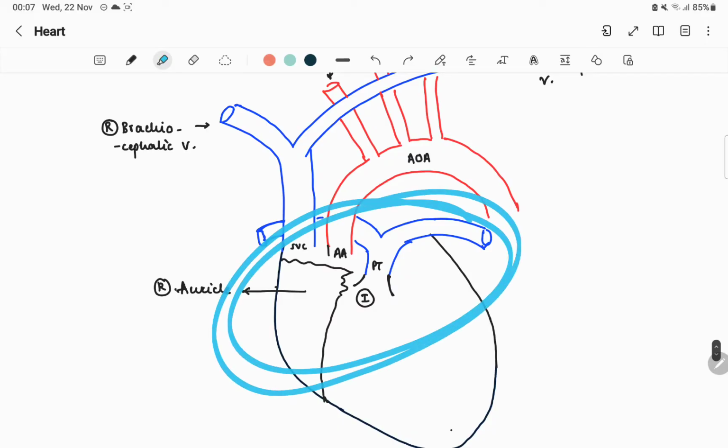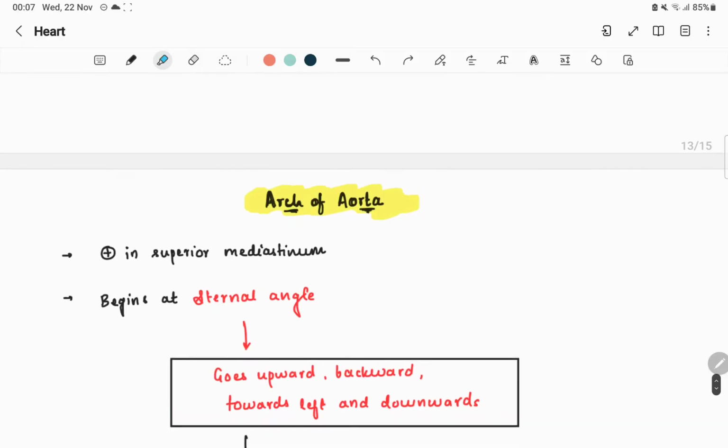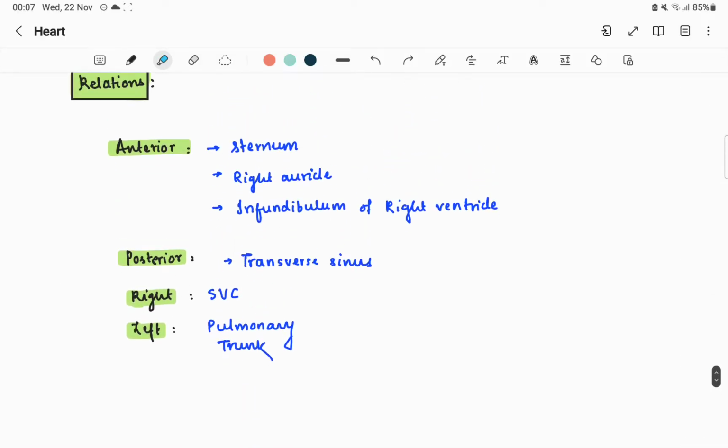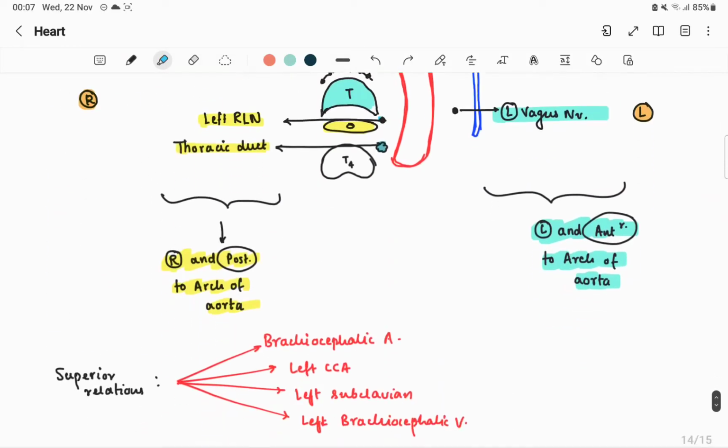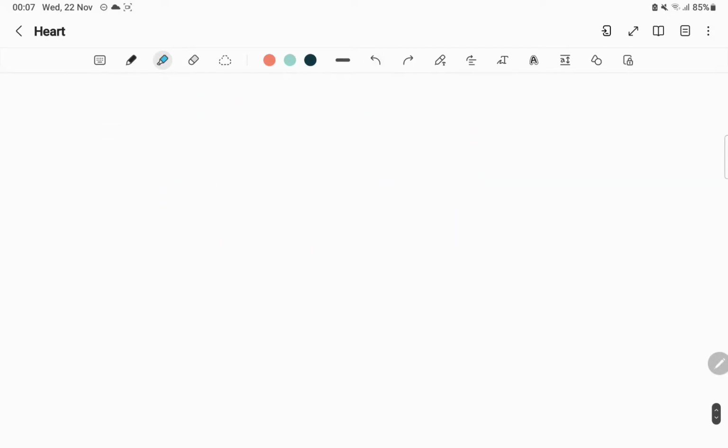What are the inferior relations? You can easily write your pulmonary trunk, then your left ventricle, left auricle. Inferior relation: the bifurcation of the pulmonary trunk, you can write in the inferior relations. So that's the end of the heart.